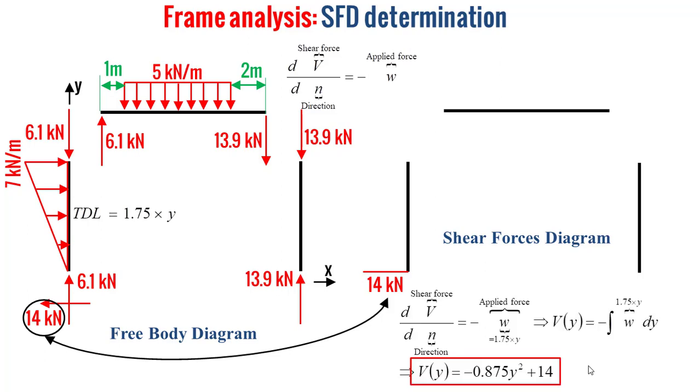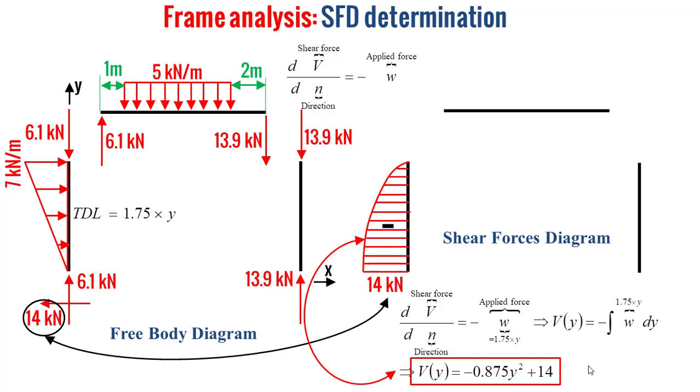If we also take into consideration the fact that the shear force is equal to minus the integral of the applied force, which is here the TDL, along the longitudinal direction, which is here the y direction, we can obtain the expression of shear force as a function of y, as it is highlighted by the red square. And based on this expression, we can determine the evolution of the shear force along the left-hand column.